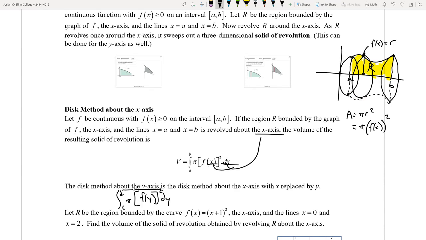So at this point, it's going to be moderately easy to figure out which method we should be using. If the problem says about the x-axis, use x. If the problem says about the y-axis, use y. Later on, we'll kind of shake things up, but for now, that's what we'll do.